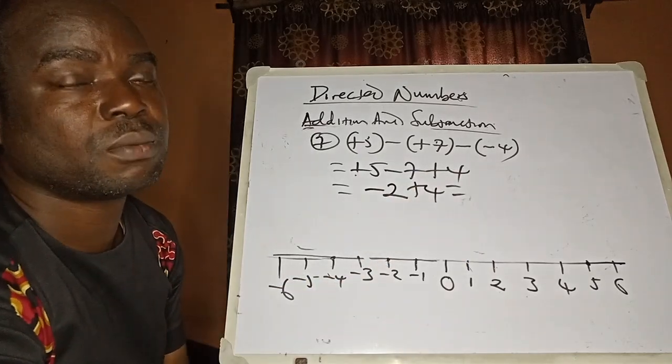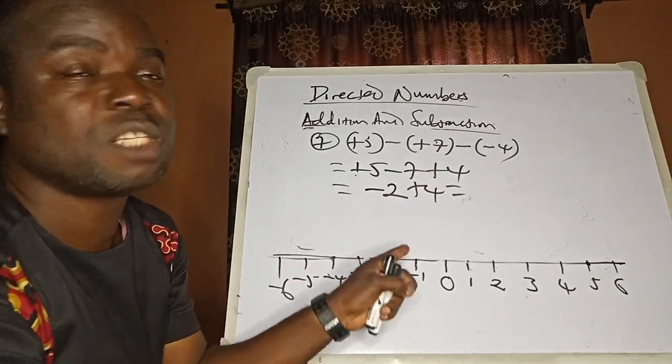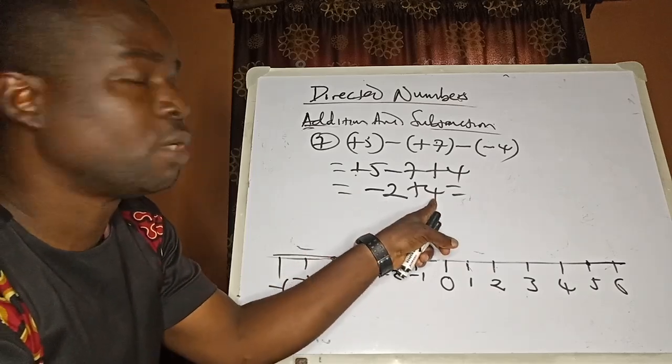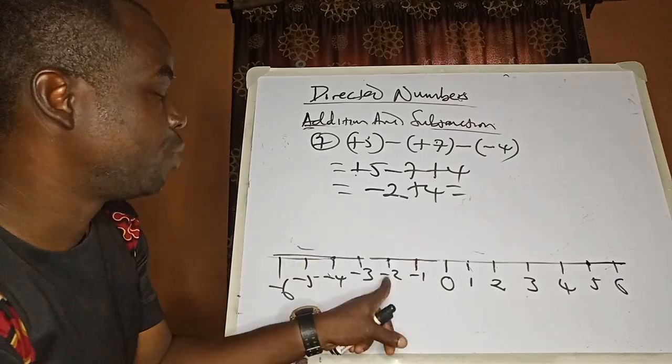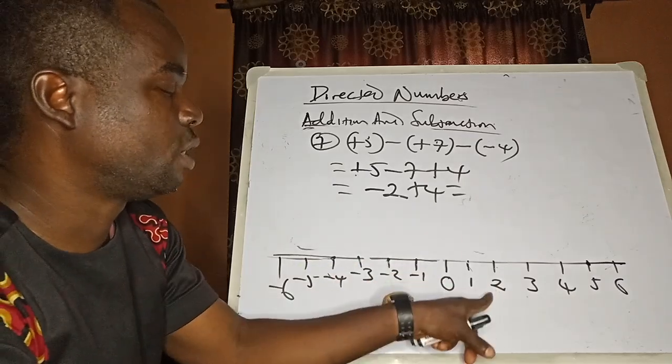Now let's finish it now. The plus 4 will come down. Now, what is minus 2 plus 4? Start from minus 2 and count 4 places forward. Minus 2 is here. 4 places forward, we have 1, 2, 3, 4. The answer is 2.